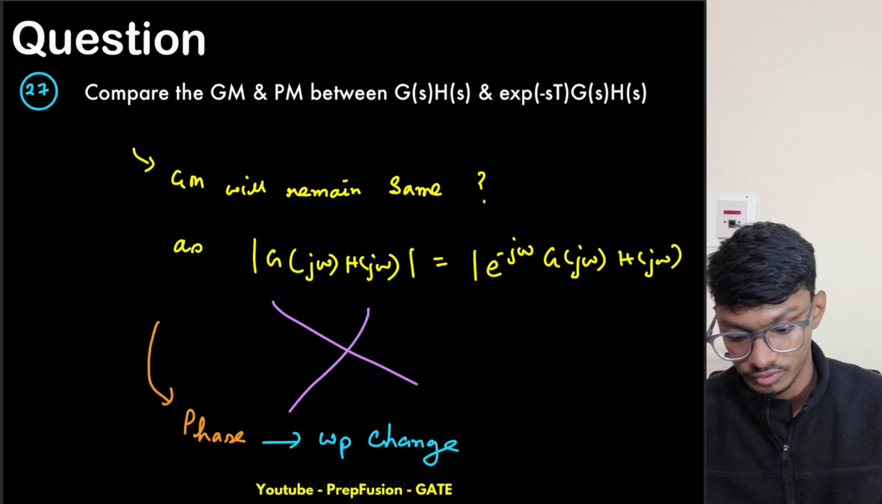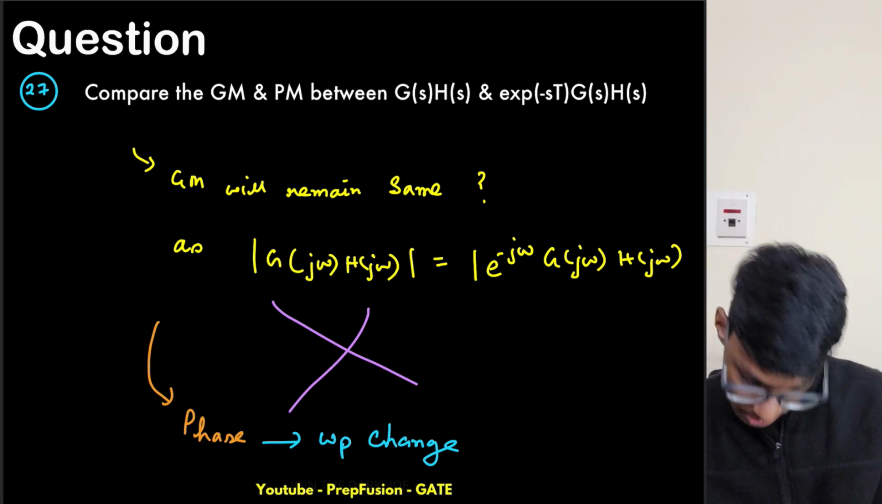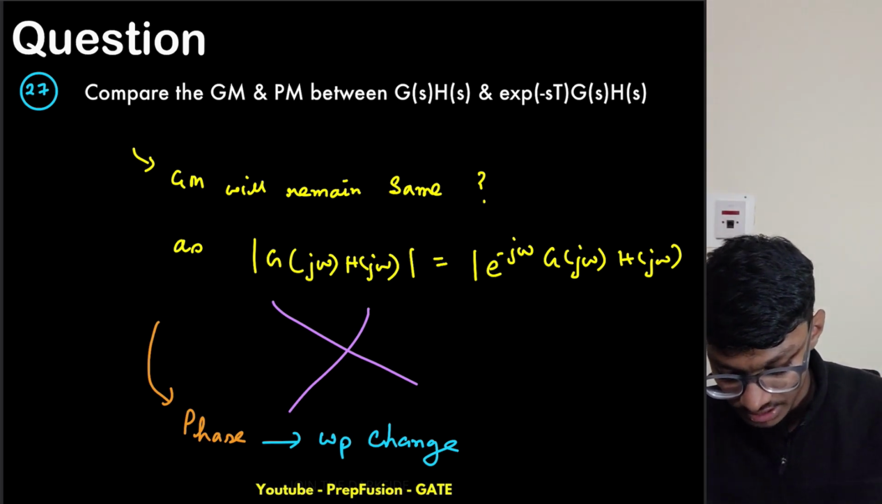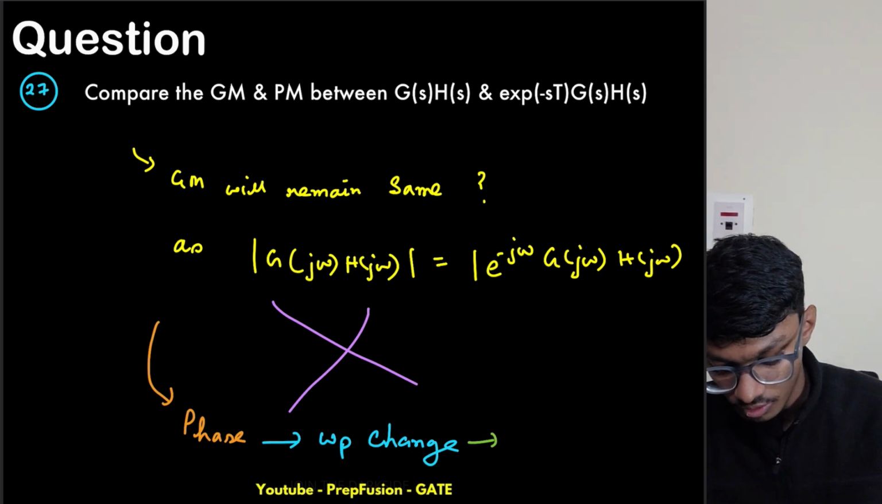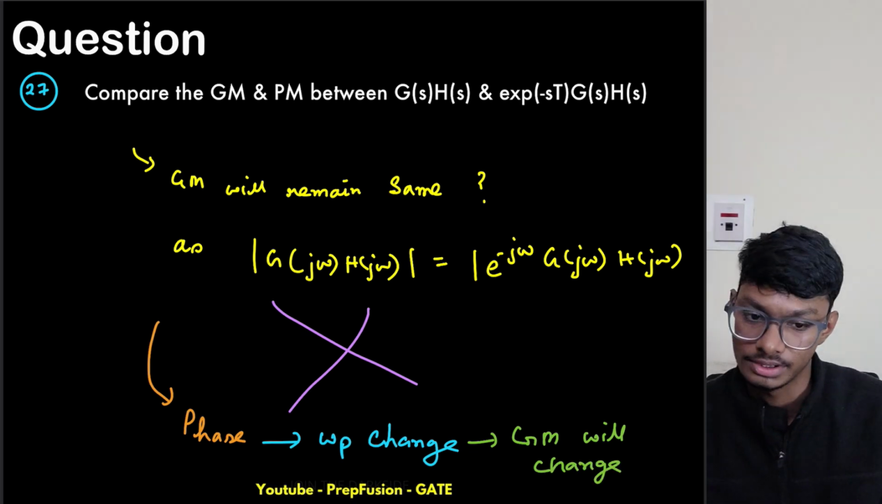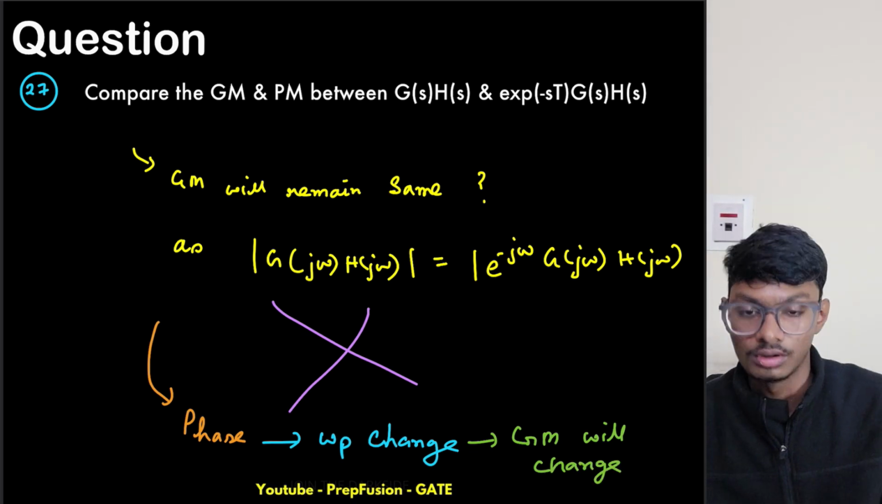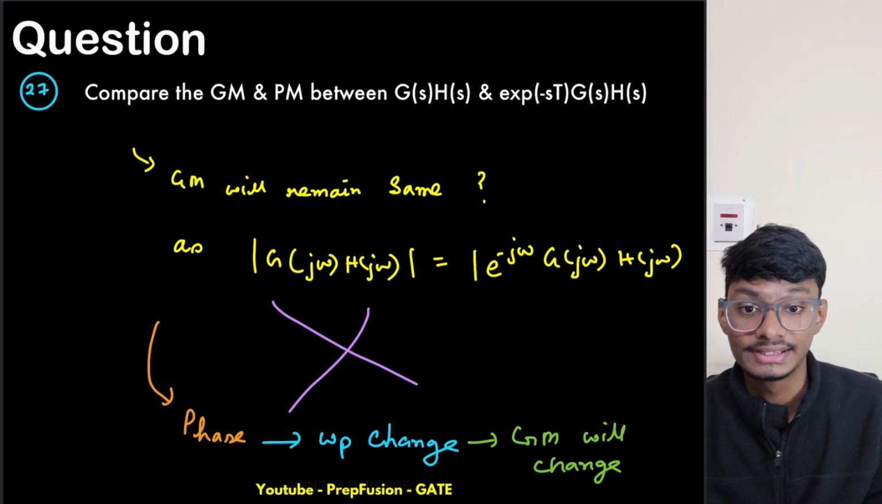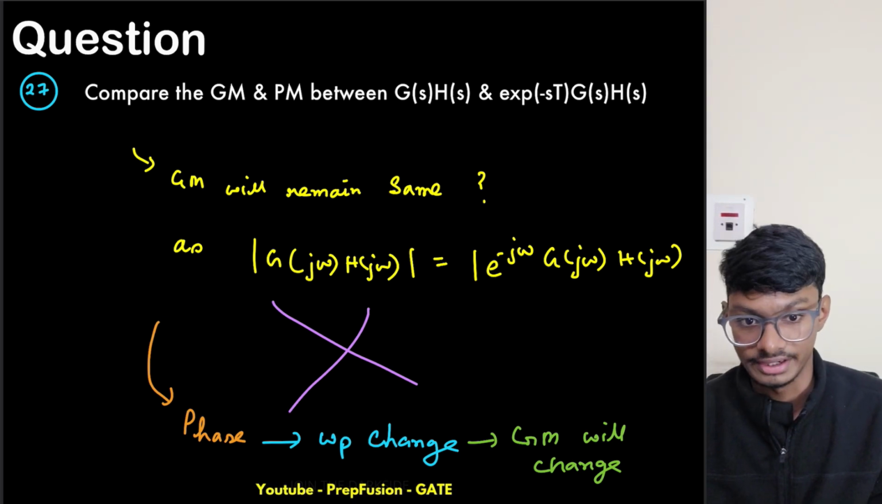So my omega p changes, and if my omega p changes, then obviously my gain margin will change. Now what will happen to the gain margin? Will it increase or decrease? That we have to comment on.